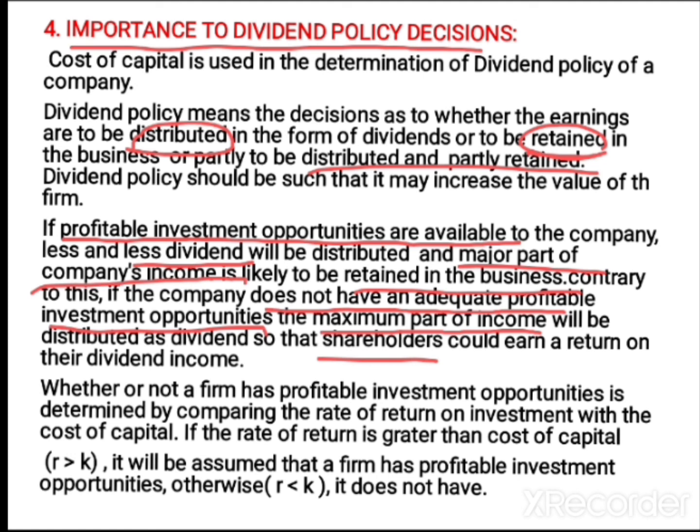And how does the company get to know whether it is a profitable or non-profitable investment opportunity? Through cost of capital. If the rate of return is greater than the cost of capital, then it is assumed that the firm has profitable investment opportunities. Then what? The company retains the earnings for further investment.